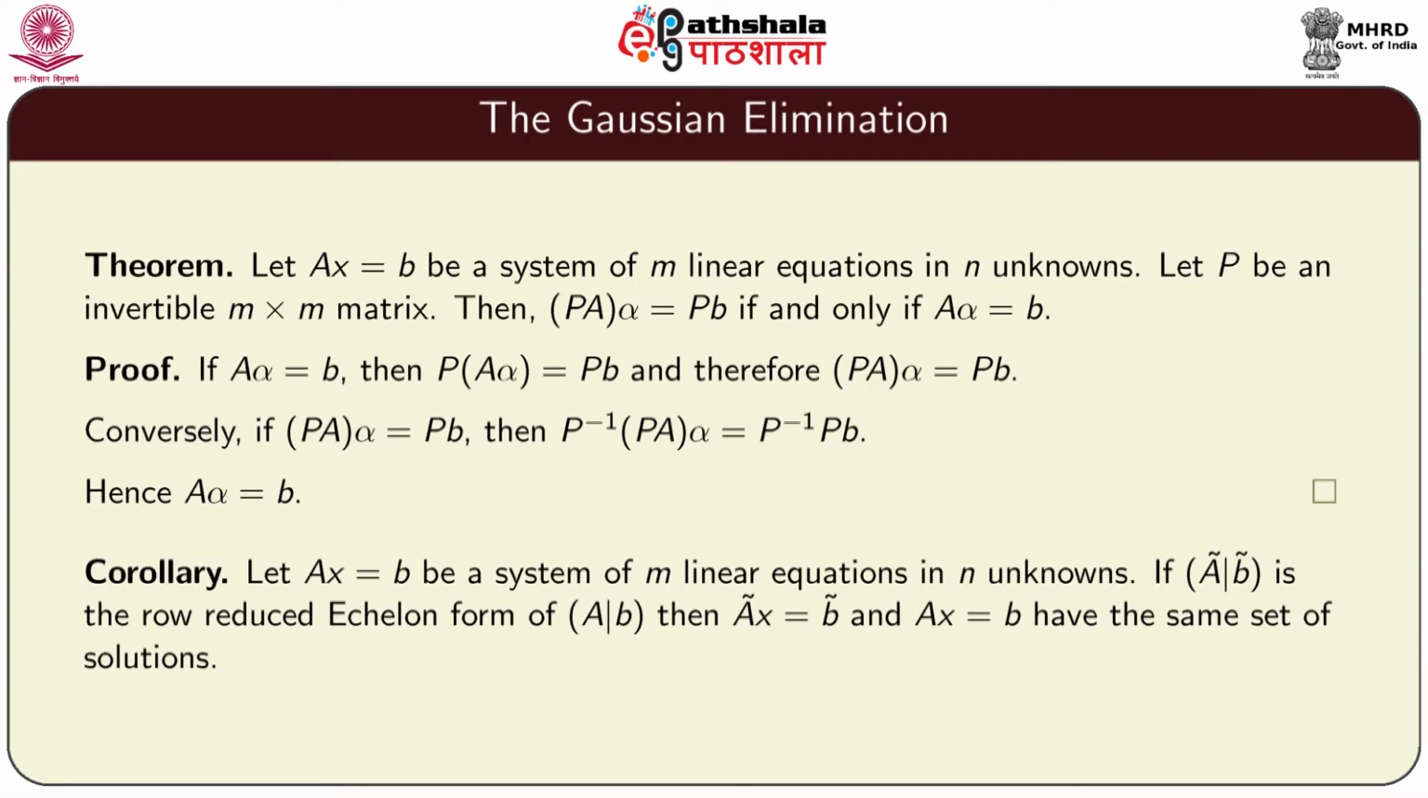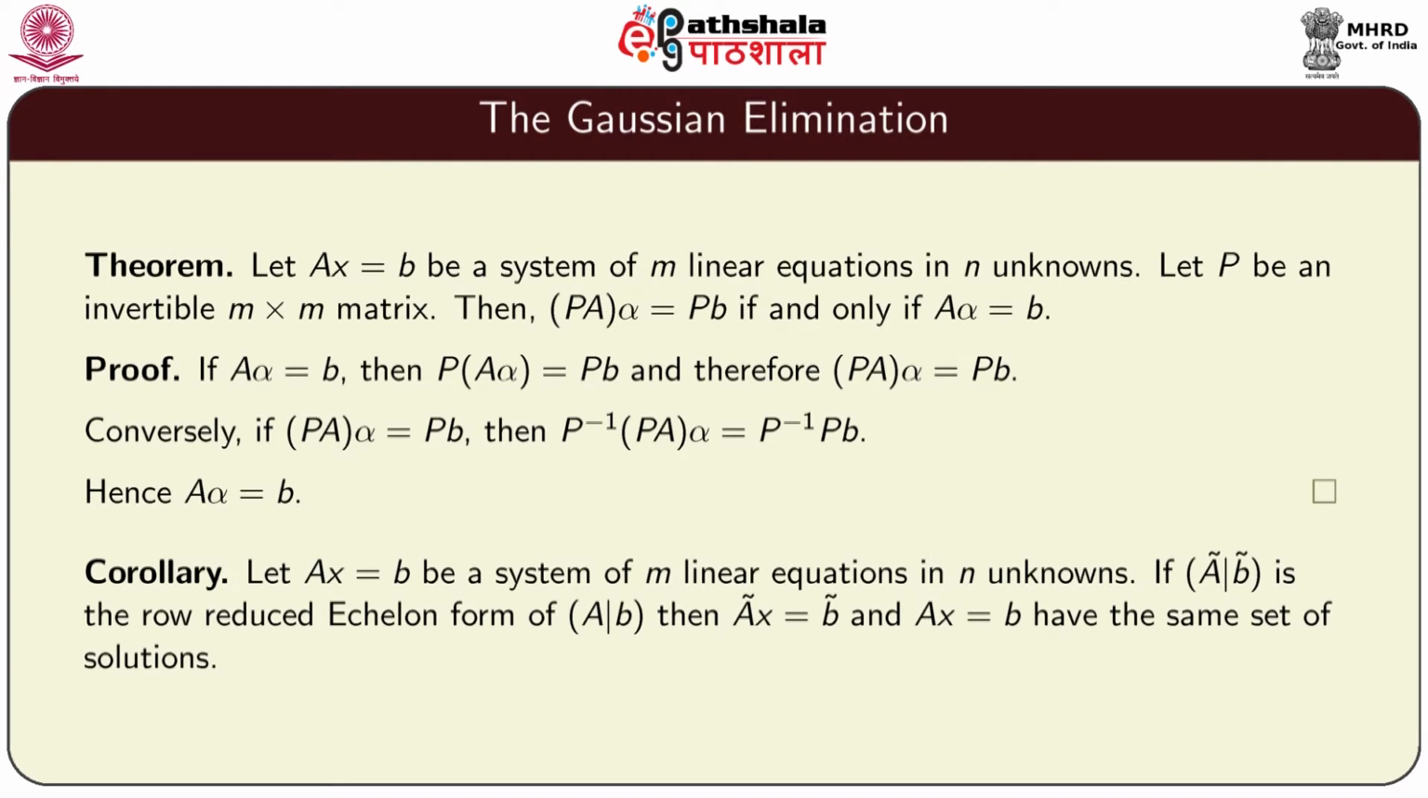Now, recall that A is an m cross n matrix, because Ax equal to b is a system of m linear equations in n unknowns, and we are taking a left multiplication of A by P. So, P has to have m columns. So, that is why we take P to be an invertible m cross m matrix. And what is alpha? Alpha is a solution of the system of equations Ax equal to b. So, that means alpha has to be an n tuple. Let us see the proof.